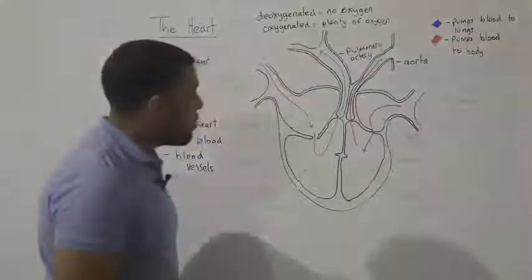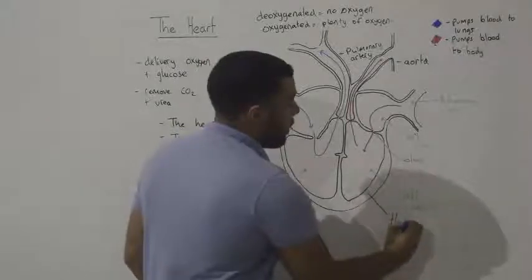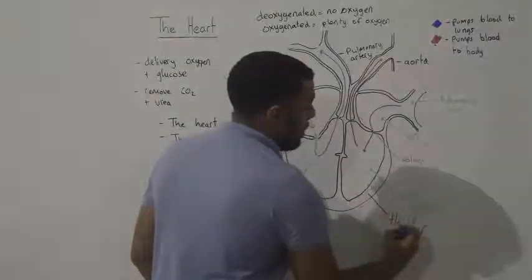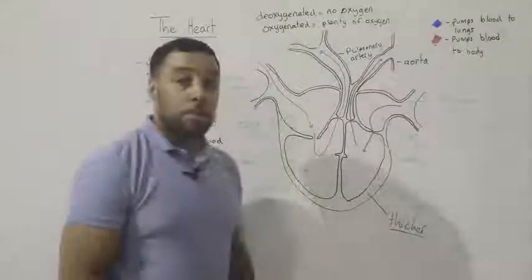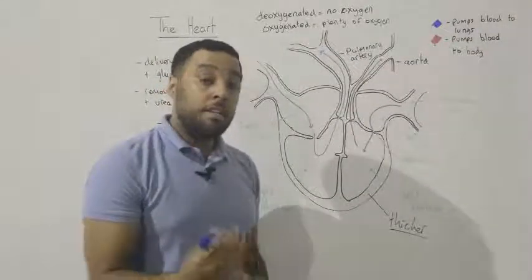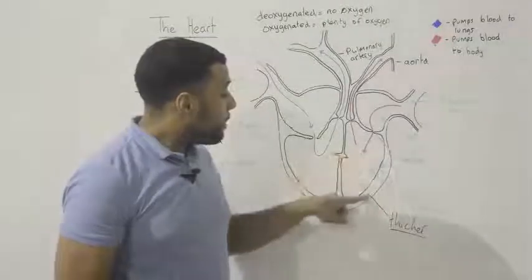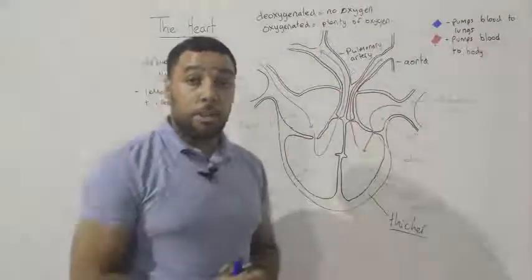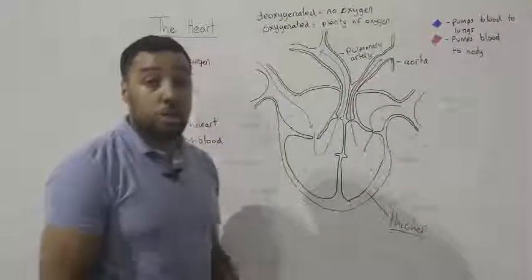You should also note that the left side of the heart is much thicker. The muscle on the left seems to be a lot thicker than the muscle on the right. The reason behind this is that the left side of the heart is responsible for pumping blood to the rest of our body, whereas the right side pumps blood just to the lungs.